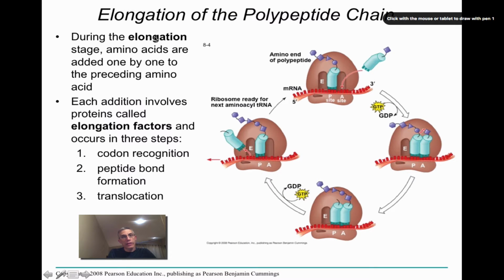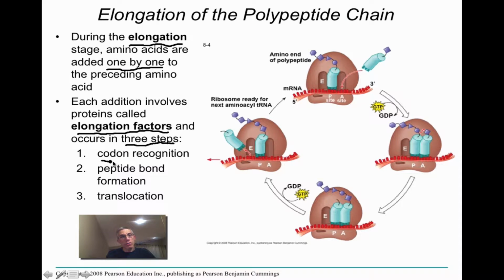Now during the second stage of building that polypeptide, remember that's going to be called elongation. During this stage, amino acids are going to be added one by one to the preceding amino acid, and you can see that over here on the right. As we do this, each addition is going to involve special proteins called elongation factors. This whole process is going to occur in three different steps.